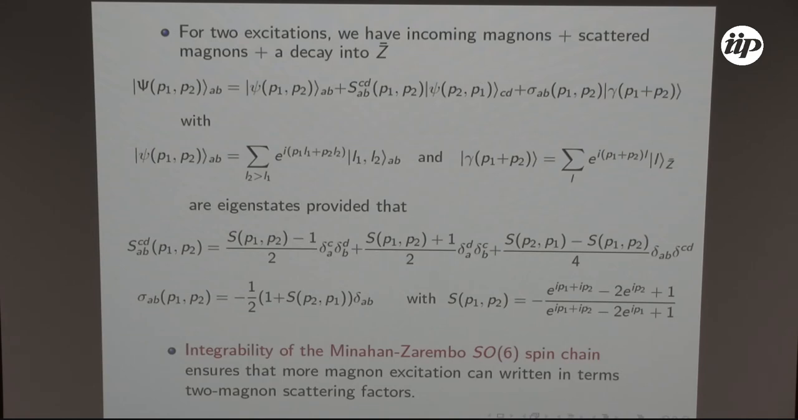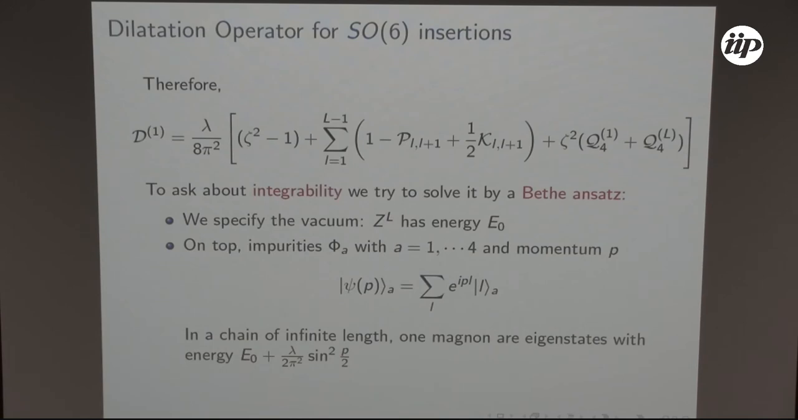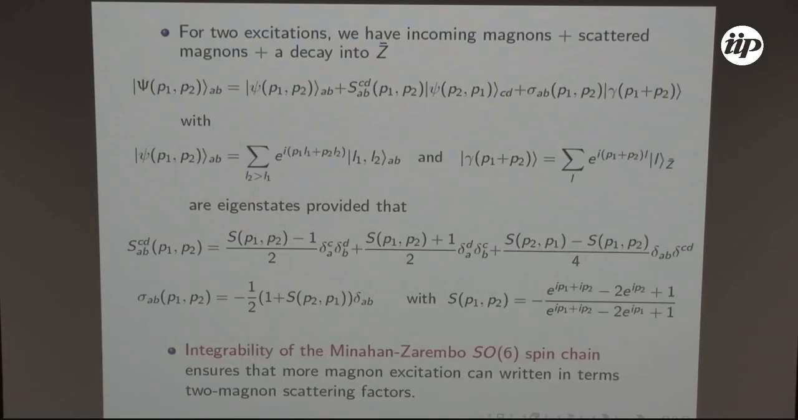Well, it turns out that this is just an ansatz. Then you plug this into this Hamiltonian, still thinking that this is infinite length. And this is an eigenstate of the bulk spin chain if you fix these scattering matrices to be of this form. They have to be of this very specific form, but if they are of this form, then you have eigenstates of two magnon excitations on this spin chain.